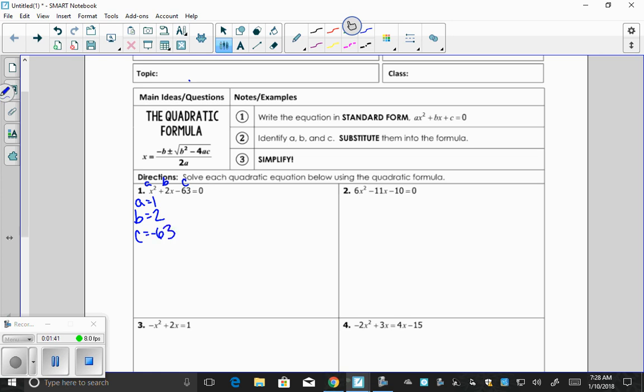63. So using the quadratic formula, I'm going to have the opposite of b. So if b is positive 2, it's now negative 2, plus or minus the square root of b squared. So it's going to be 2 squared, minus 4 times a, which is 1, times c, all over 2 times a.